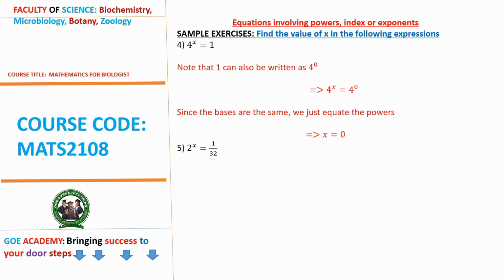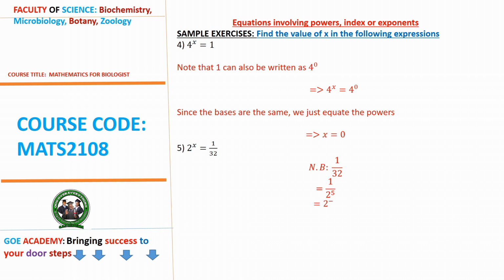So example 5, you have 2 raised to the power x equals 1 on 32. We need to take note that 1 on 32 can also be written as 1 divided by 2 raised to the power 5. That's 2 raised to the power 5 is 2 times 2 times 2 times 2 times 2. That's 5 times. So it gives us 32.